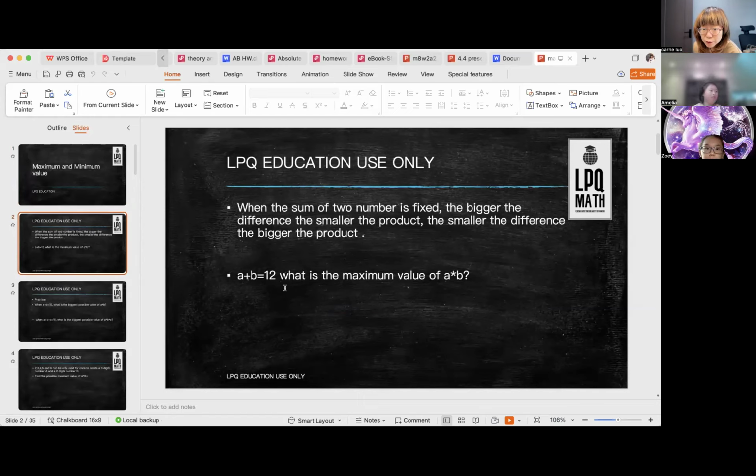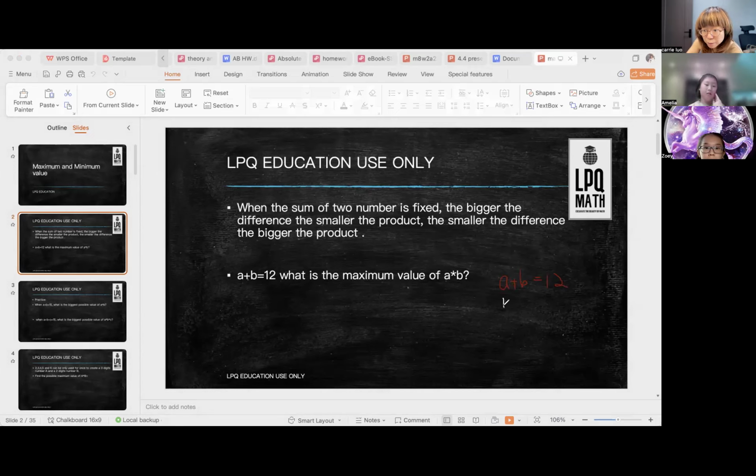The bigger the difference, the smaller the product. What does it mean? Let me show you. Of course, a and b must be integers, okay? So Amelia, think about it. a plus b equals 12. So a could be what?